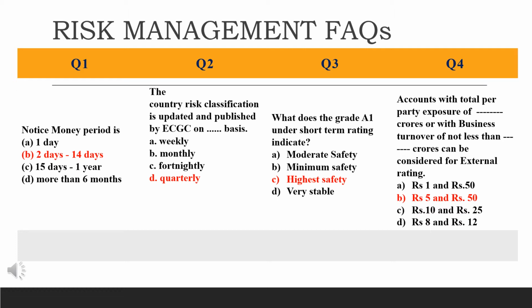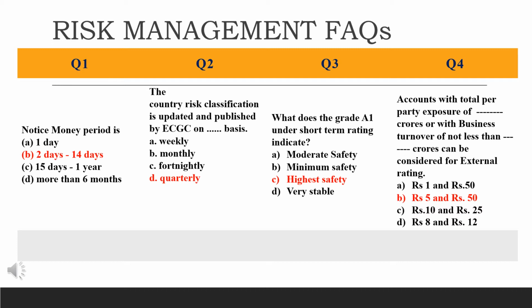Accounts with total per party exposure of dash crores or with business turnover of not less than dash crores can be considered for external rating. So there are 4 options given. The first is rupee 1 and rupees 50. Second is rupees 5 and rupees 50. Third is rupees 10 and rupees 25. You can see in this slide. The last option is rupees 8 and rupees 12.